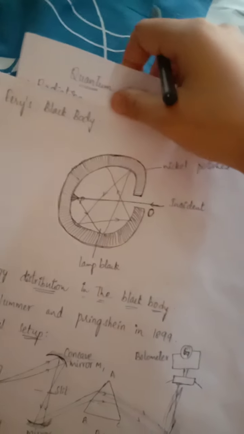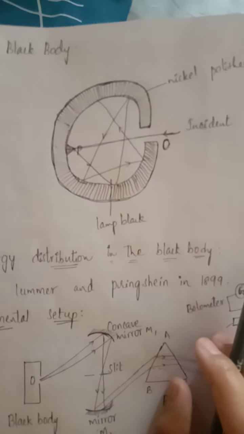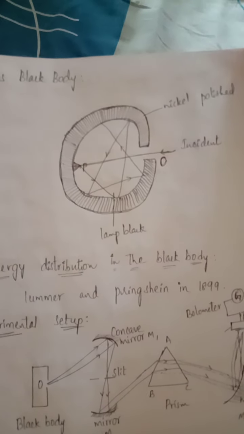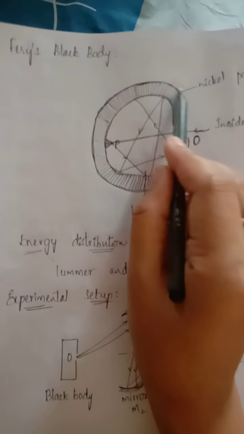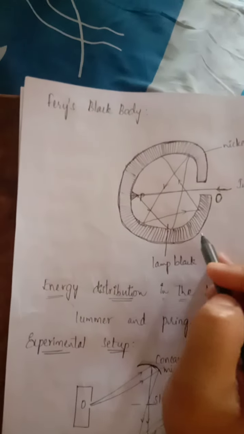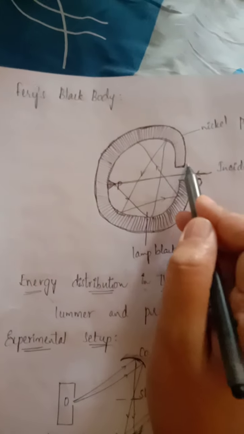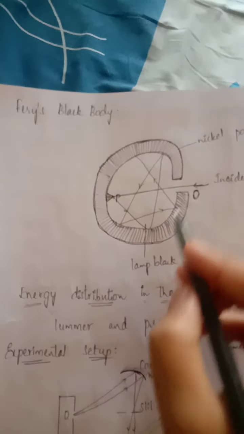So again we need to go for the Ferry's black body. The Ferry's black body is also one example of a black body, built experimentally to know how it absorbs and how it emits radiation. The Ferry's black body consists of a double-walled conducting sphere. The outer surface of this wall is polished with nickel, and the inner surface is polished with lamp black.